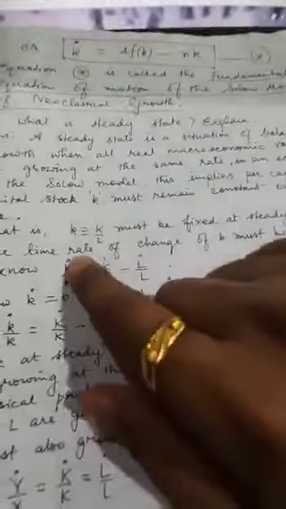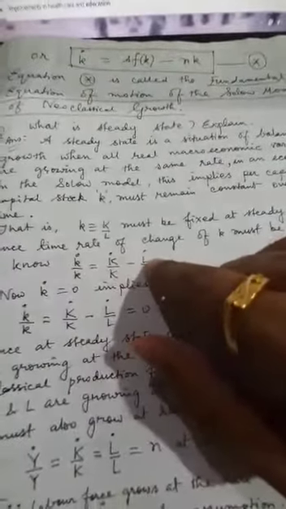So anyway, come to the point. k dot by k is K dot by K minus L dot by L. So if small k dot is 0, then this equals K dot by K minus L dot by L, which is 0. Now please send this term to the other side. K dot by K is L dot by L. But we know L dot by L is n. So at steady state, K dot by K equals L dot by L equals n.